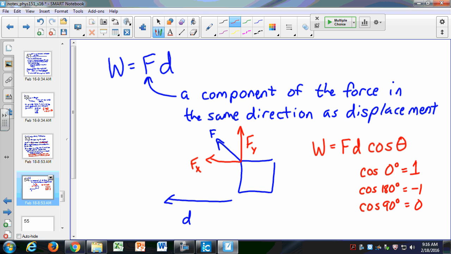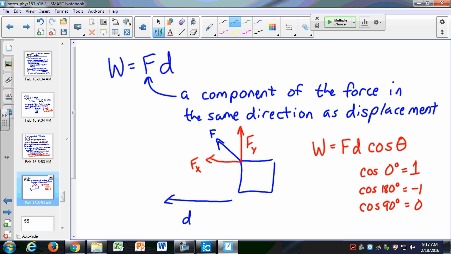So for example, this force and this displacement, what angle is between them? 0, 90, or 180? They're going in these directions. What's the angle between them? It's 0. The angle between these is 0. Right? This would be 90. And then this would be 180.